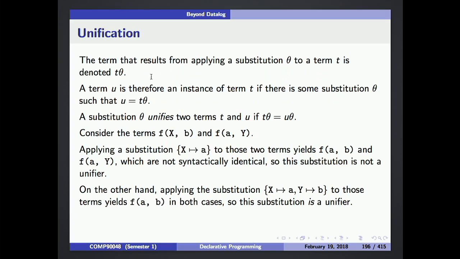Okay. And so some notation that we're going to make use of is this idea. We have a substitution, remember, which is a mapping from variables to terms. And we've got a term t. We want to apply that substitution to the term. We write it as t theta. So we write the substitution after the term. Yep. And so then we can think about the instance of. So we know that u is an instance of a term t if there's some substitution, right, where u is equal to t theta.